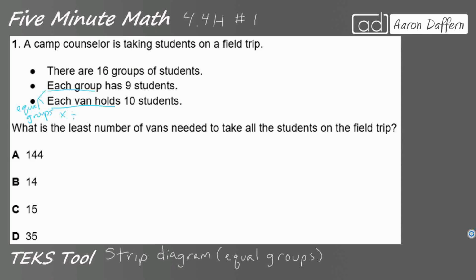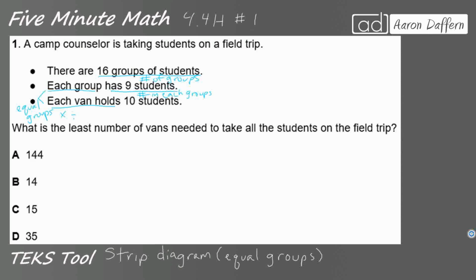So there are 16 groups of students. All right, so this is going to be pretty straightforward. This is the number of groups. And then each group has 9 students. Okay, this is pretty straightforward. This is the number in each group. All right, so those are the two things that I need. Typically, in a one-step problem, I would then be looking for the total.